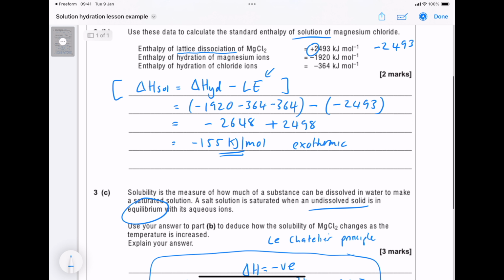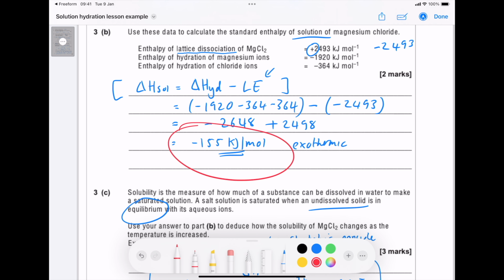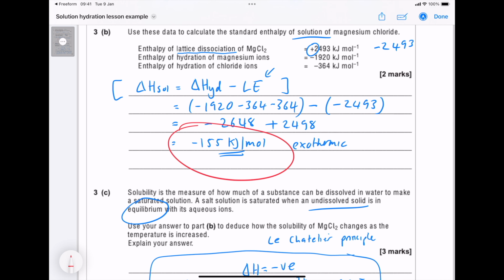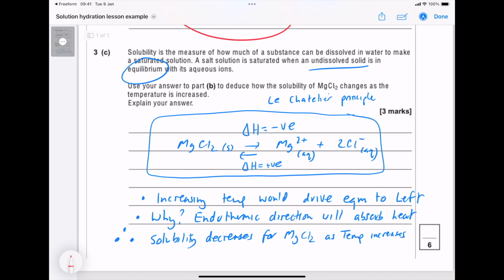This determines the enthalpy of solution, and as soon as you have that number in front of you, then you can talk about the solubility in terms of whether the temperature increases or decreases and how that affects the solubility. Will more dissolve or will less dissolve? In this case, less is going to dissolve because the equilibrium will shift to the left.